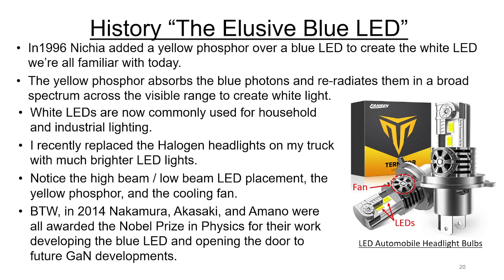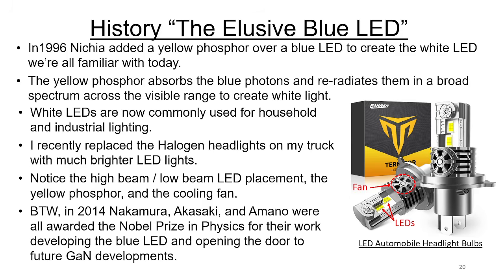So in 1996, Nichia added a yellow phosphor over a blue LED to create the white LED that we're all familiar with today. The yellow phosphor absorbs the blue photons and re-radiates them in a broad spectrum across the visible range of light to create white light. And white LEDs are now commonly used for household and industrial lighting.